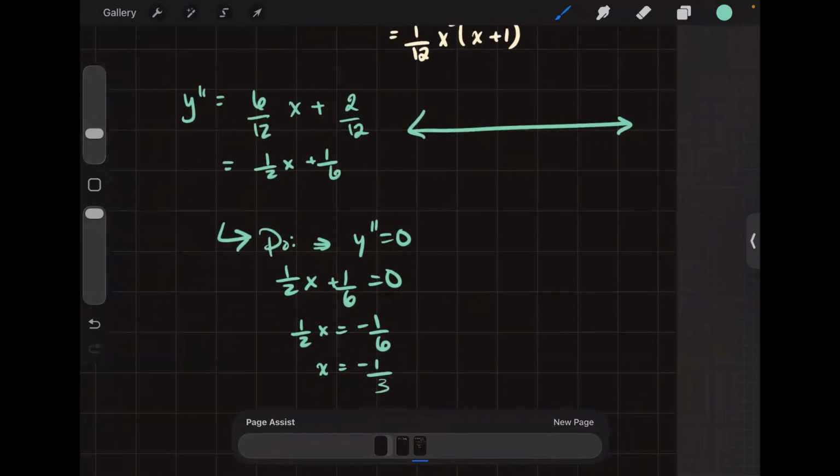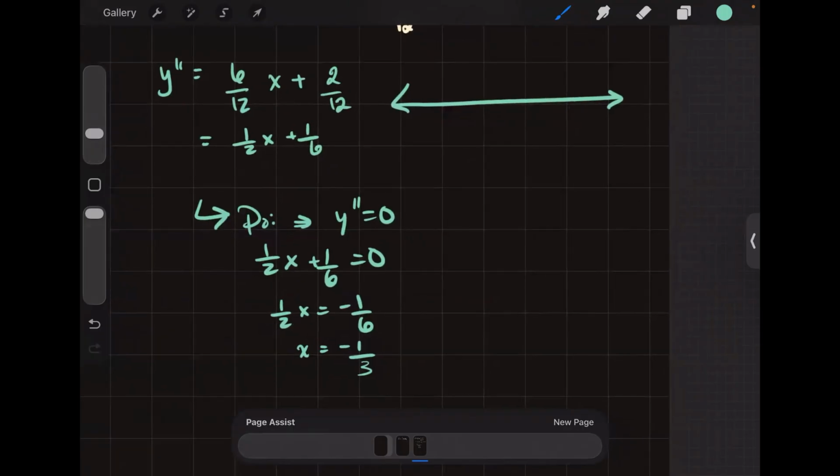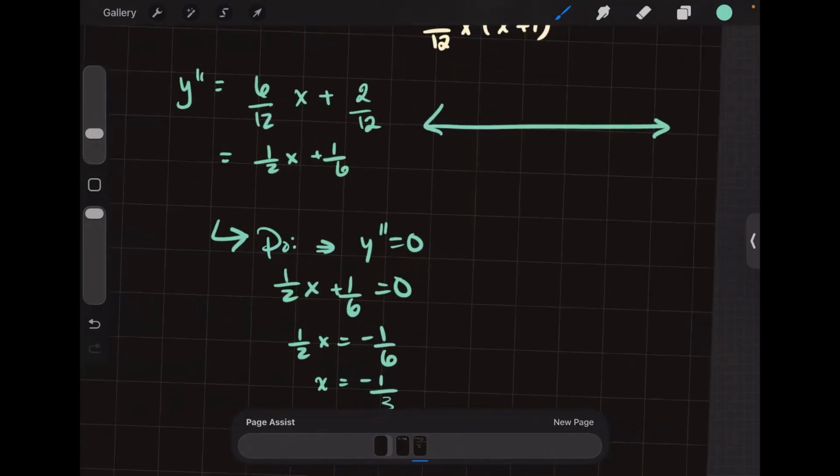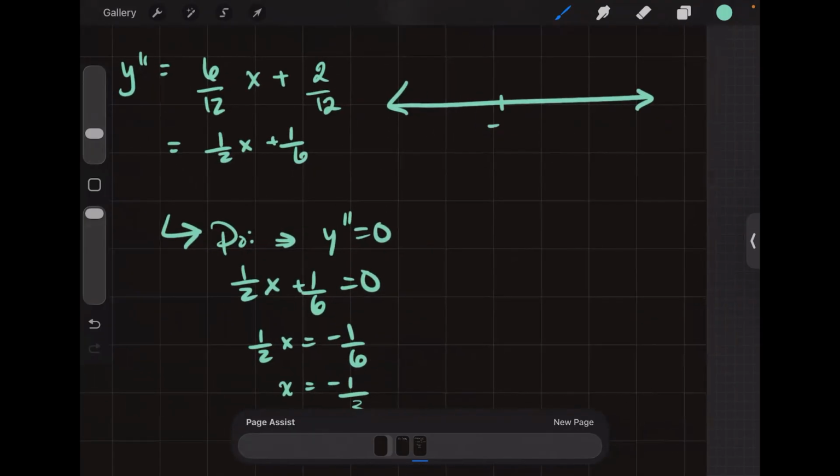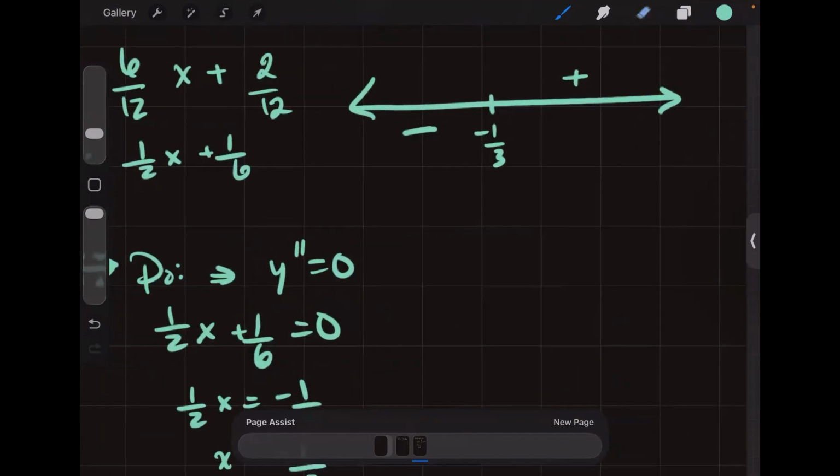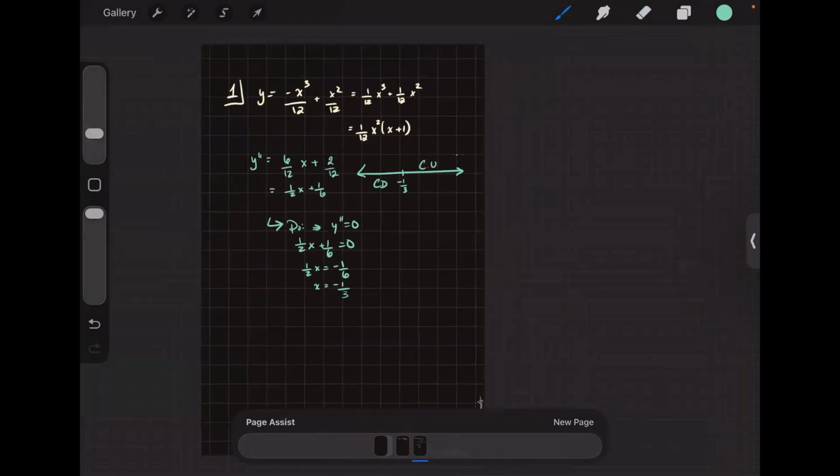And negative 1/3 lives here. Choose a very negative number, and that will give you a negative number. Choose a very positive number, that gets you a positive number. So that means we know this is concave down, and this is concave up. Yay! Right? And we're going to put it all together.